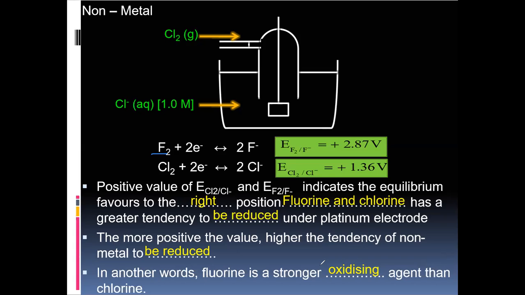Anything that gets reduced is the oxidizing agent, and anything that gets oxidized is the reducing agent. So the greater the positive value of the electrode potential, the stronger the tendency for that metal to be reduced. Because fluorine is more positive, plus 2.87, it has a higher tendency to be reduced, and therefore it is a stronger oxidizing agent.